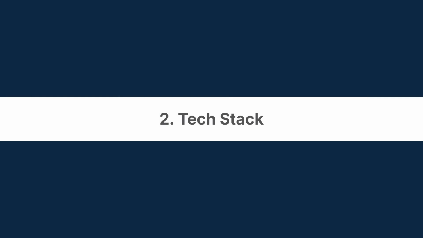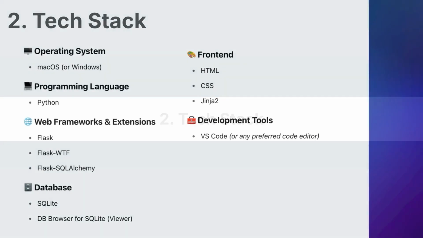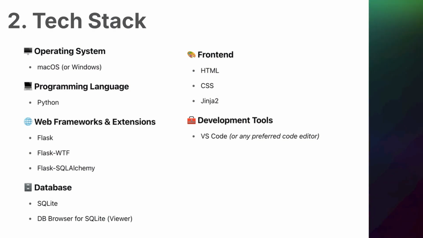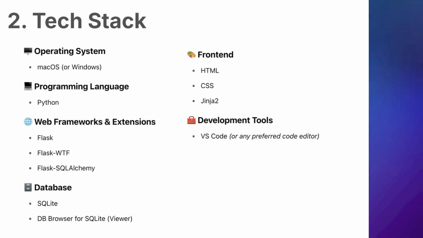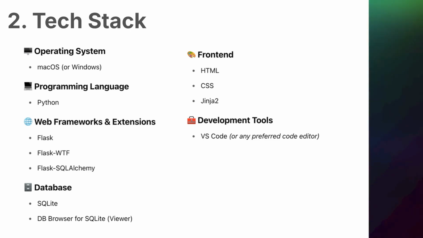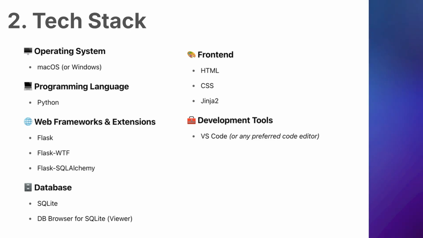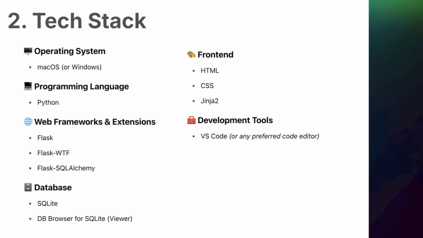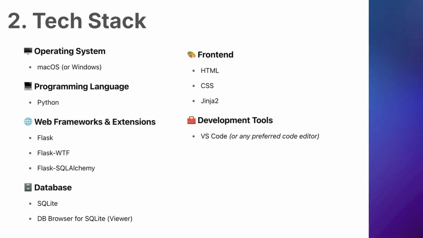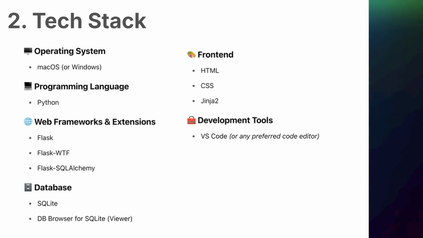2. Tech stack. This project uses a simple but powerful set of tools to build a fully functional web application. Operating system. We use macOS, but you can build this project on Windows as well. Programming language. The entire app is written in Python, which is known for being easy to learn and great for web development. Web framework. We used Flask, a lightweight web framework that makes it easy to create web apps quickly. With Flask WTF, we built secure forms. Flask SQL Alchemy lets us interact with our database using Python code instead of raw SQL.